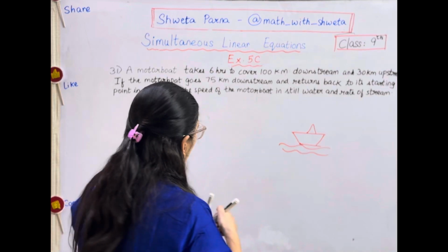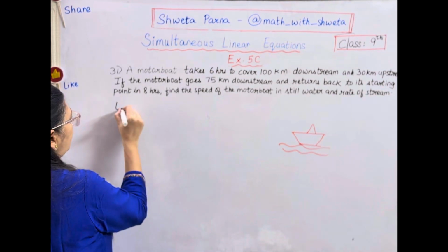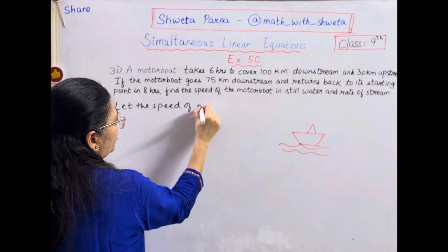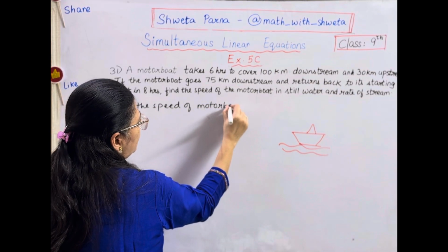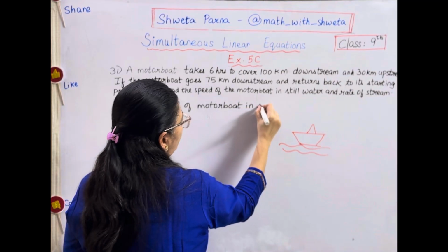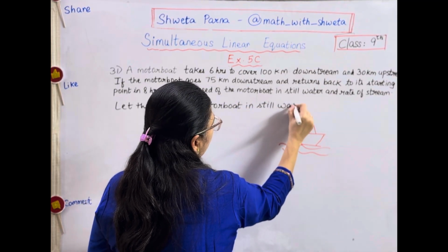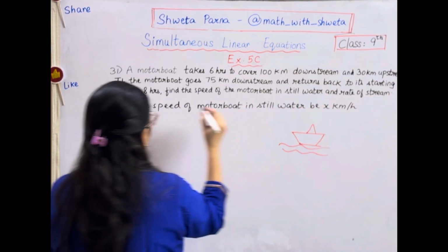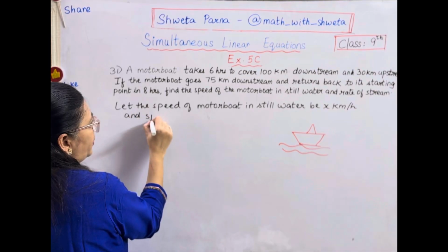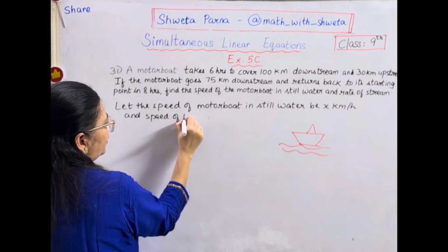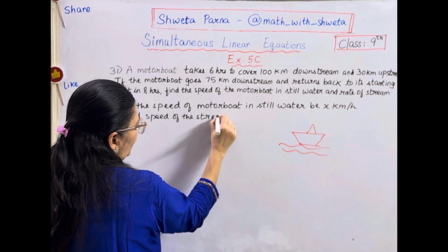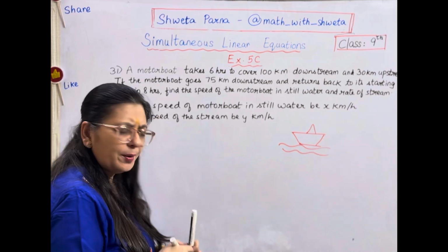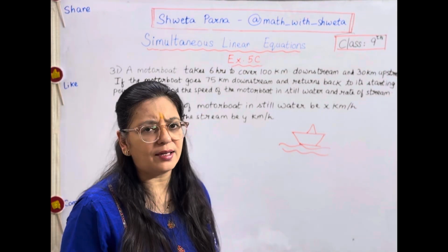Because the speed of a stream will also be there. So first thing, let's assume, let the speed of motorboat in still water be x kilometer per hour, and speed of the stream be y kilometer per hour. Every person has its own speed, so still water also has its own speed.